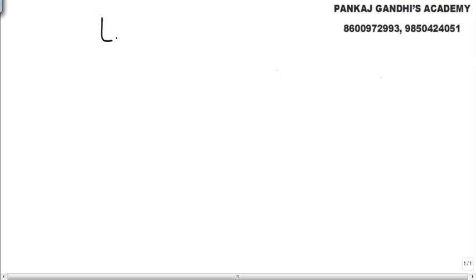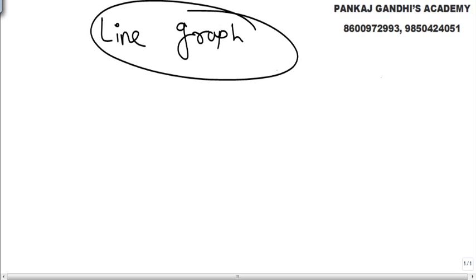We're going to study line graphs today, but mind well, these are the questions we'll be studying. Line graph is a pretty simple thing.